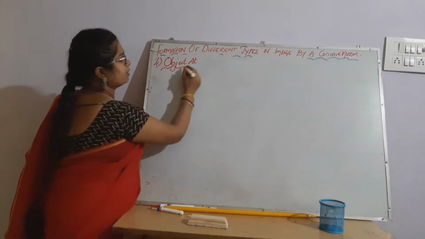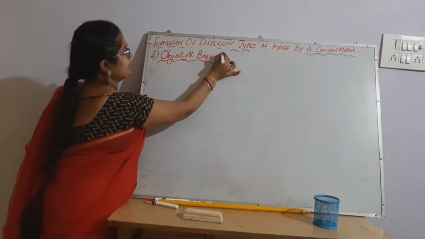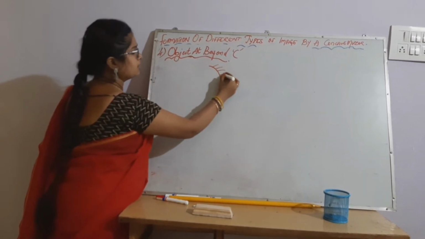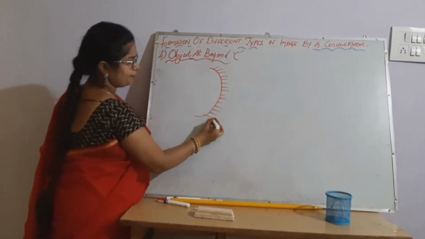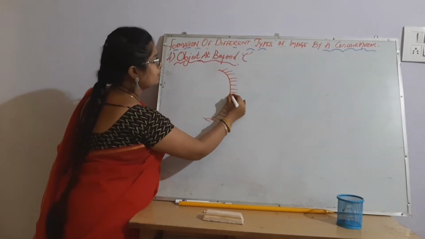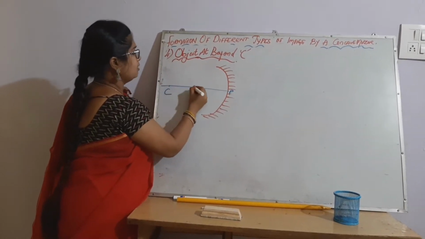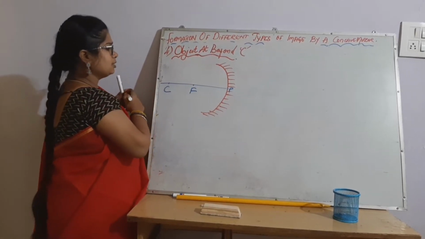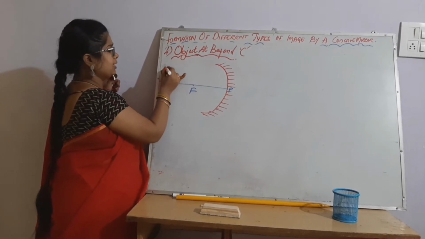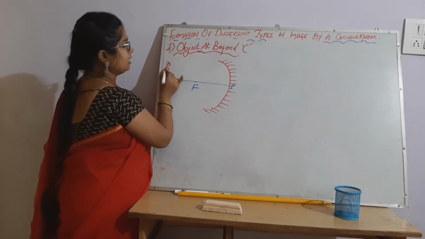When an object is kept beyond C, let C be the center of curvature. Beyond C, we will go. So this is the concave mirror. This is the pole. This is C. This is F, the focus. So when the object AB is kept beyond C, two rules will be followed.